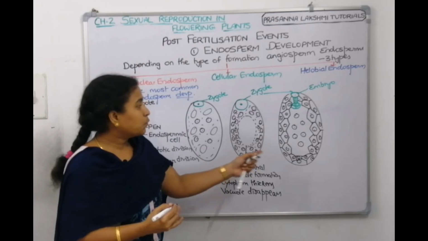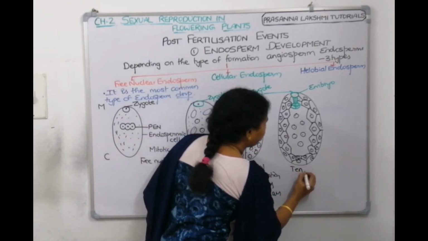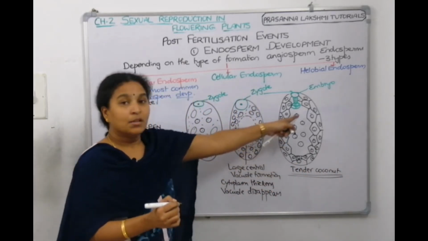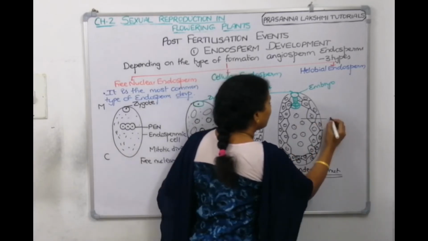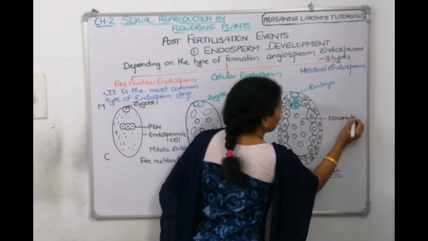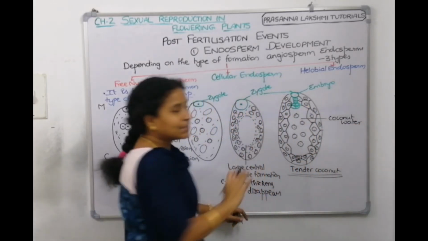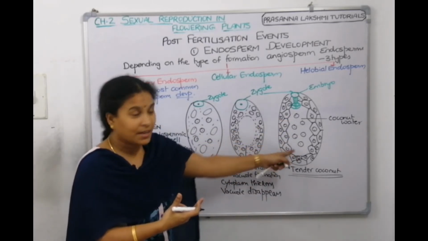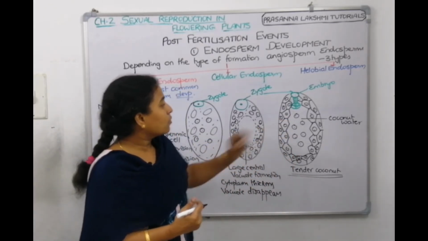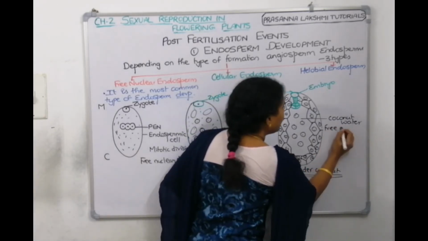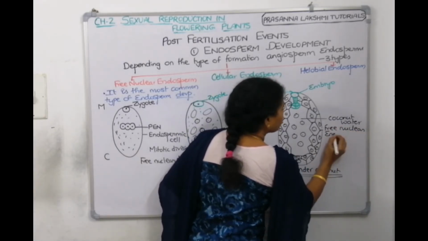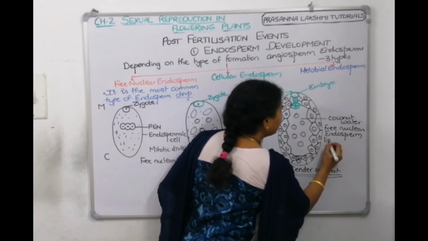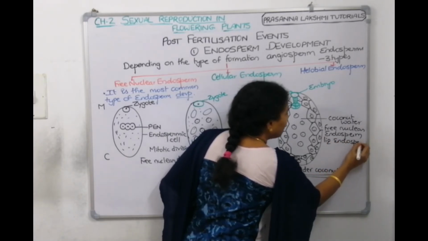Okay. So now, when we drink a tender coconut, the water we drink, what is this part called? Coconut water. What does the coconut water inside represent? It represents free nuclear endosperm. Free nuclei are there. So in tender coconut, the coconut water represents free nuclear endosperm. It's liquid, right? So it can also be called liquid endosperm.